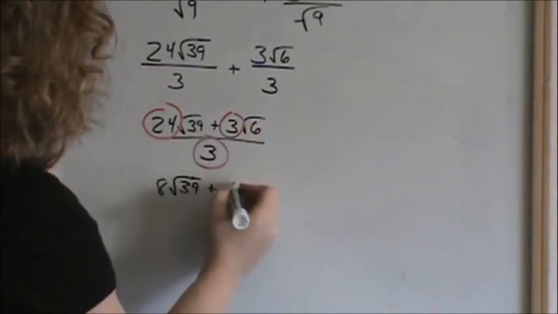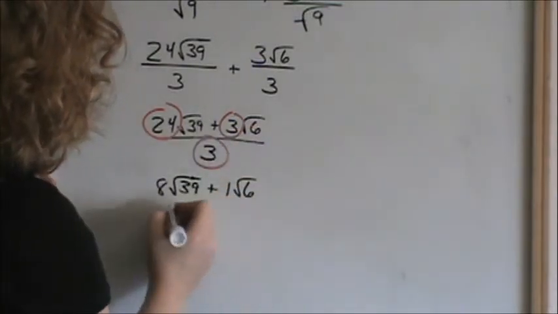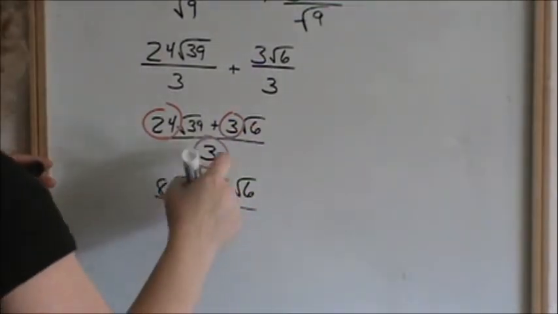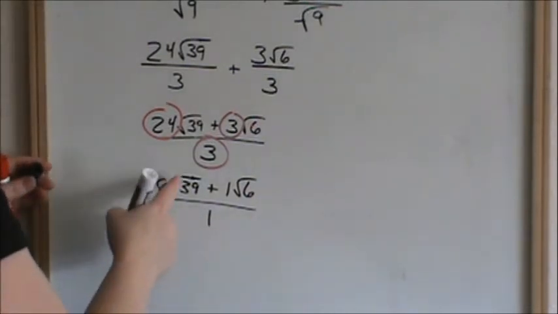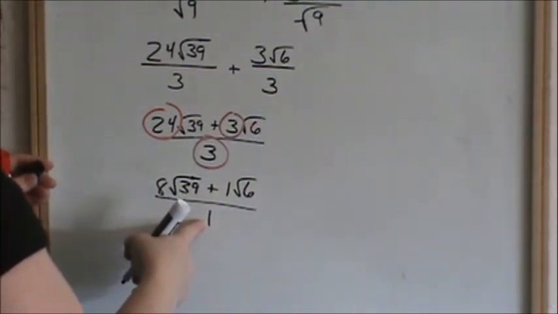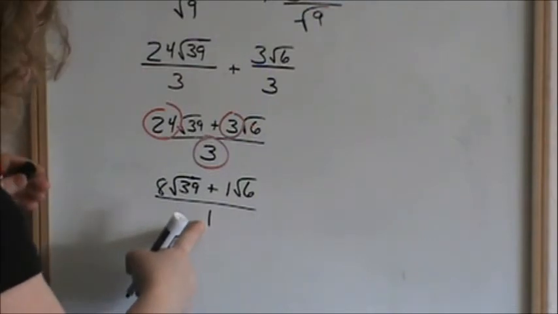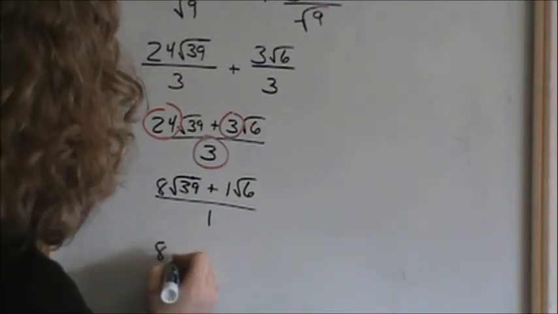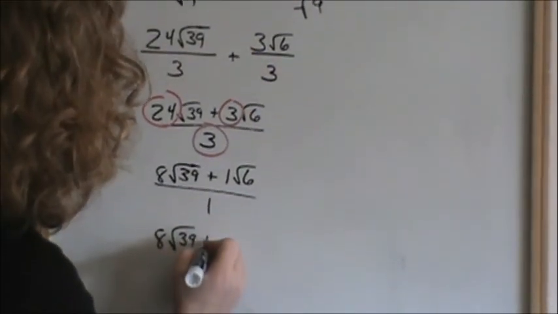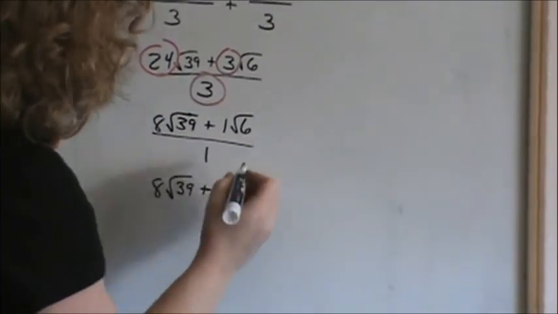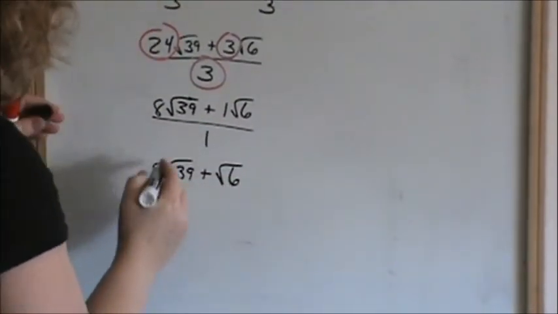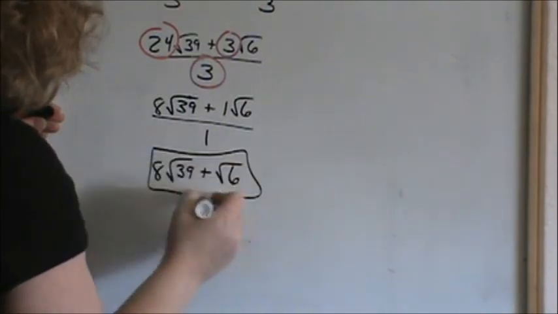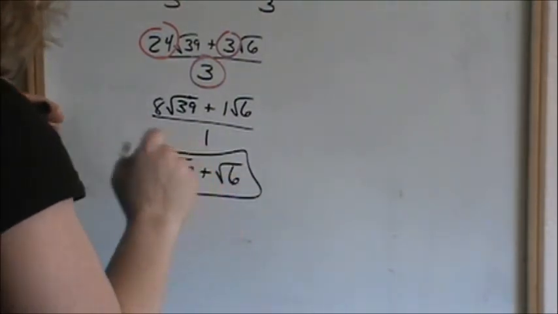3 divided by 3 is 1. You leave your radical. And 3 divided by 3 is 1. Anything divided by 1 is just itself. So the 1 does not need to be written. So you can just write your answer as 8 square root of 39. And you do not have to write the 1 in front of the square root of 6. So you can write the answer like that, because you cannot combine square root of 39 to square root of 6.